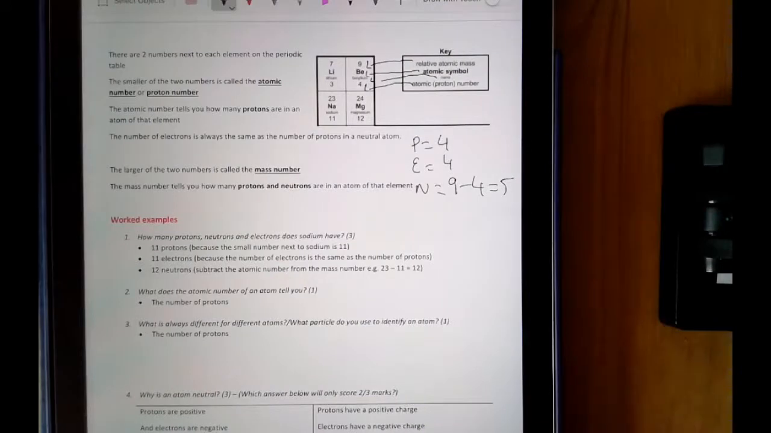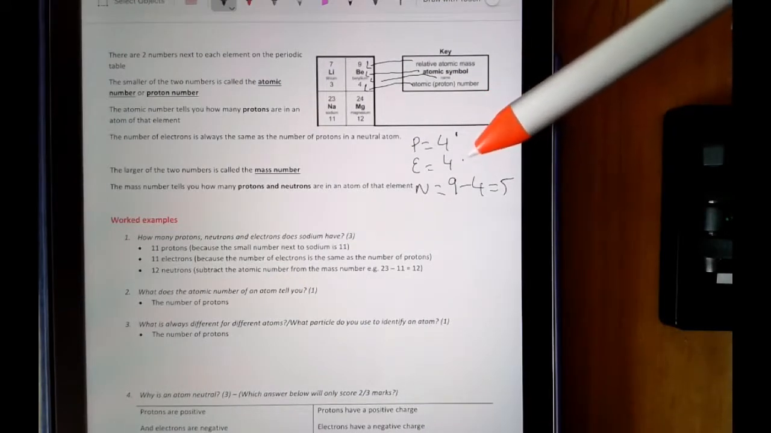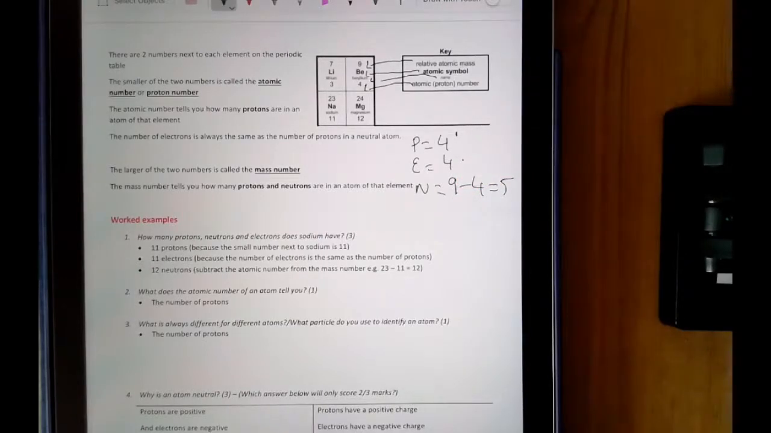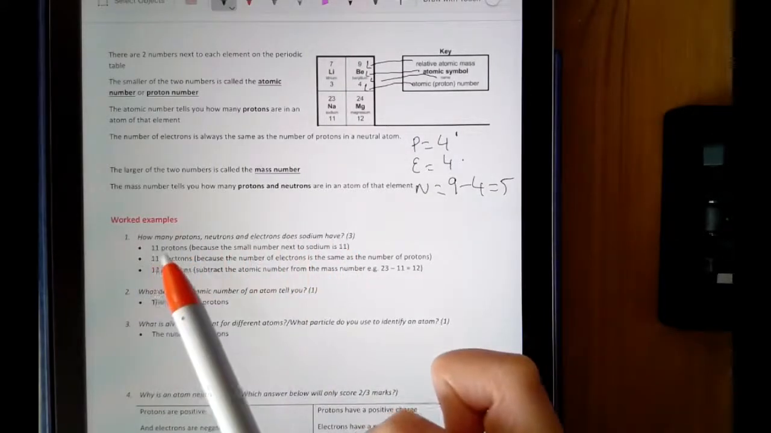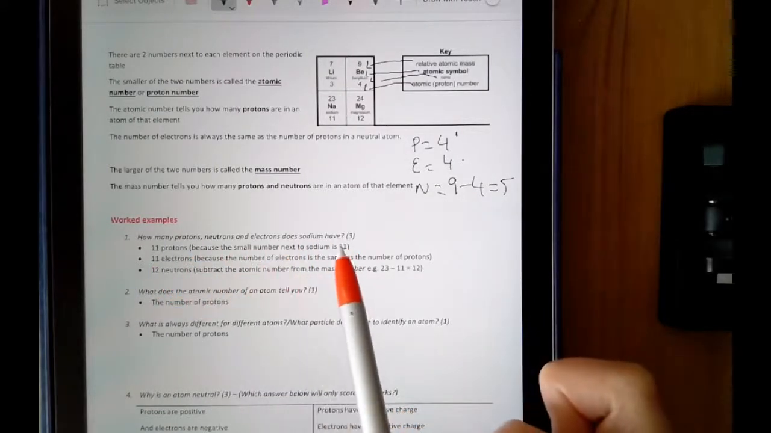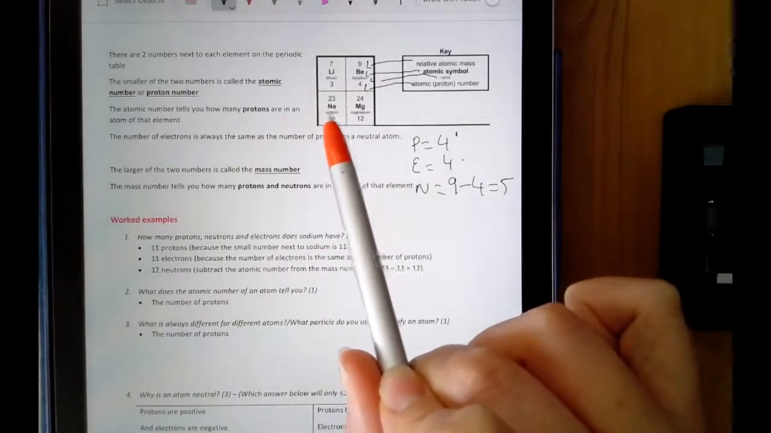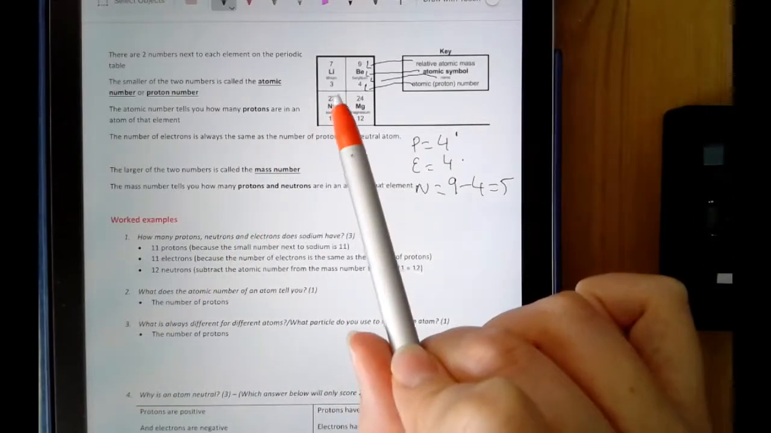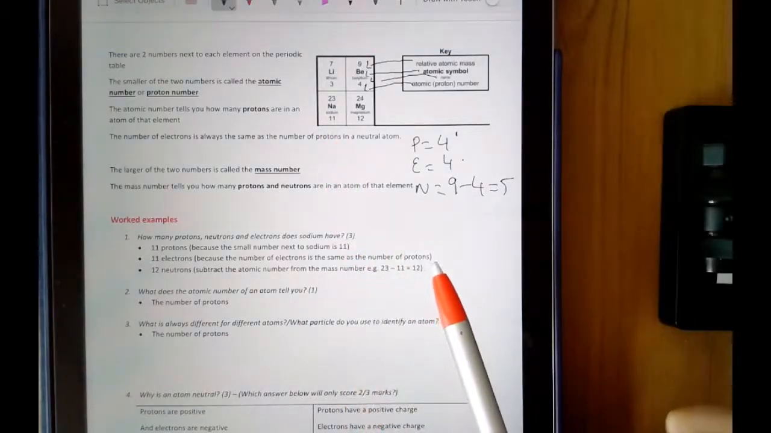So in other words, to work this out, you're using the small number for protons, the small number for electrons, and the big number minus the small number for neutrons. Below, I've worked this out. For sodium, I said it's got 11 protons because the small number next to sodium is 11. It's also got 11 electrons because protons and electrons are always the same. And then to work out the number of neutrons, it's the big number 23 minus the small number 11, giving you an answer of 12.